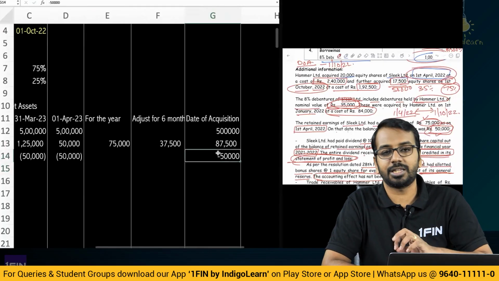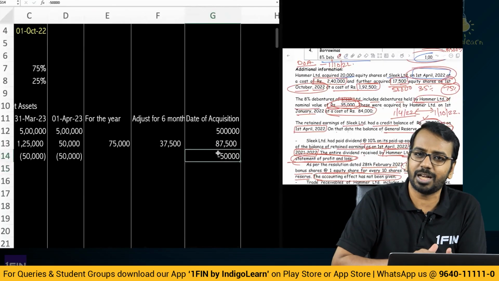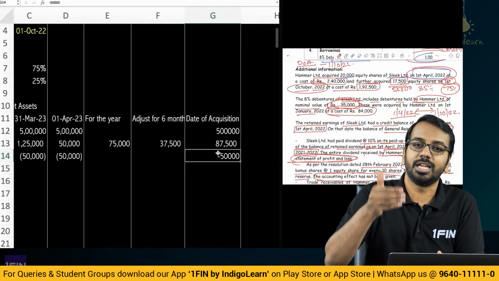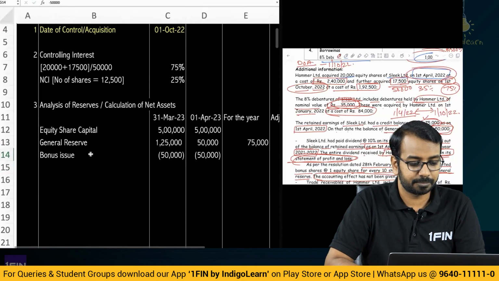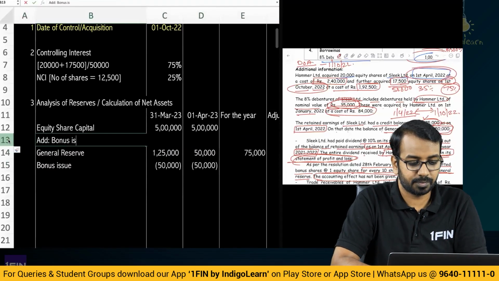Now, this minus 50,000 whatever I have done, this 50,000 is used for what? This 50,000 is used for issuing bonus share. So, my share capital will increase. So, my equity share capital I will say add bonus issue.